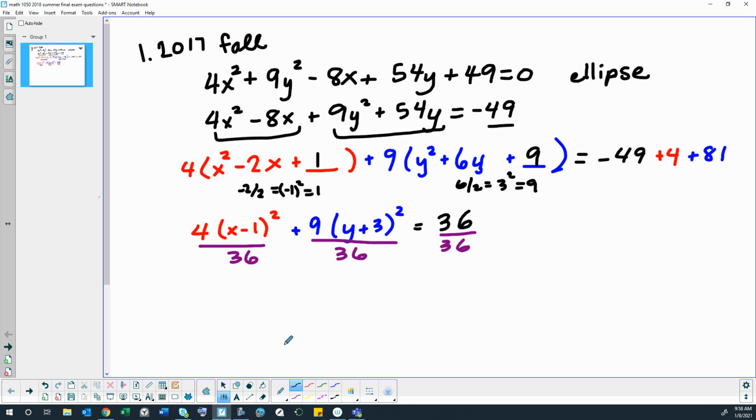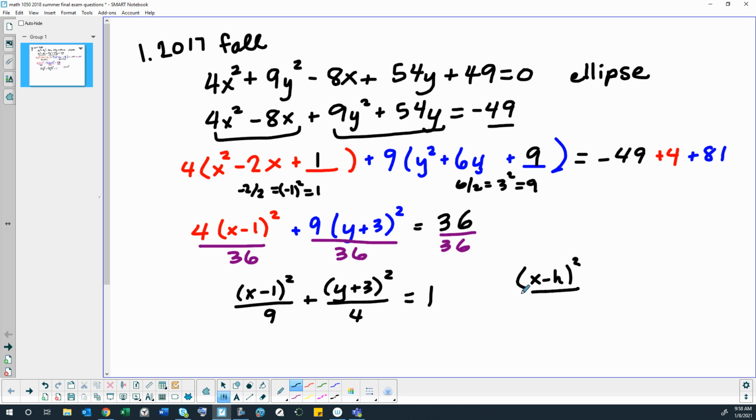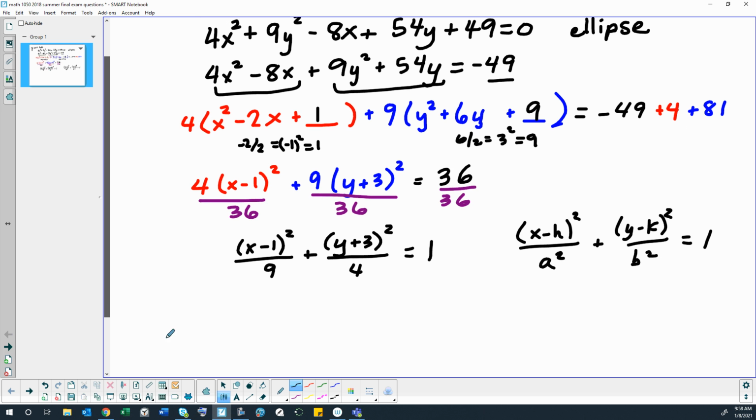Okay, now we can reduce. So reducing our 4 into our 36 is 9. So we get x minus 1 squared over 9. And then 9 goes into our 36 4 times. So we have y plus 3 squared over 4. And then of course we have the 1 over here. And this matches our standard form of x minus h squared over a squared plus y minus k squared over b squared, which equals 1, right? Made it match. So we're in standard form.